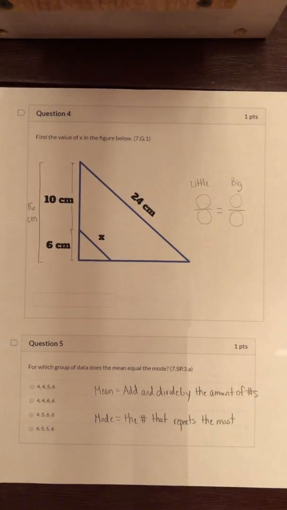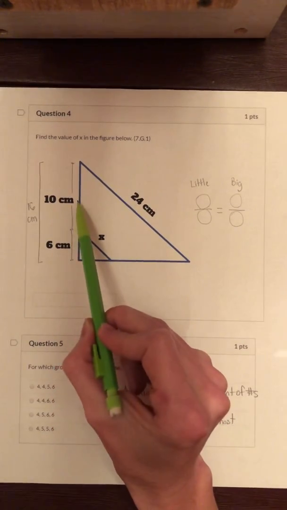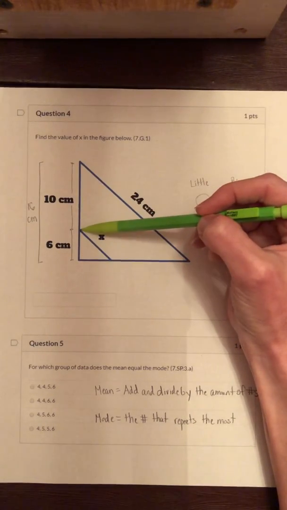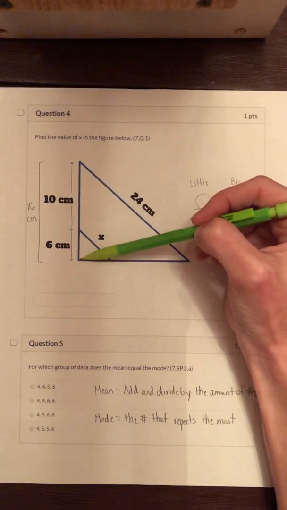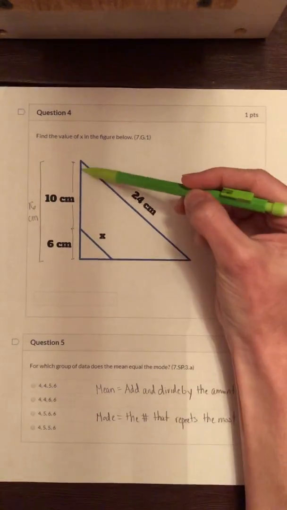All right, question 4. One thing, I think it's not 100% clear in the drawing, so I did want to point out over here, this 10 is just referring to the distance from here to here. It is not referring to the total distance, so we would have to add those together to get 16 for this whole side length here.